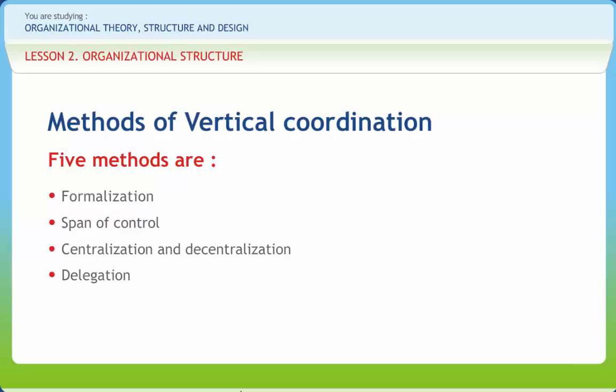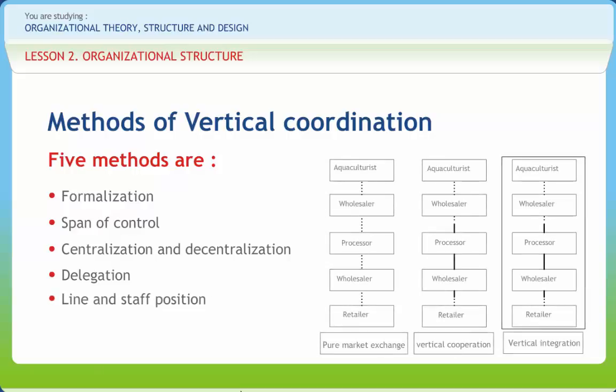Another issue related to vertical coordination is the configuration of line and staff positions. A line position is a position that has authority and responsibility for achieving the major goals of the organization. A staff position is a position whose primary purpose is to provide specialized expertise and assistance to line positions.